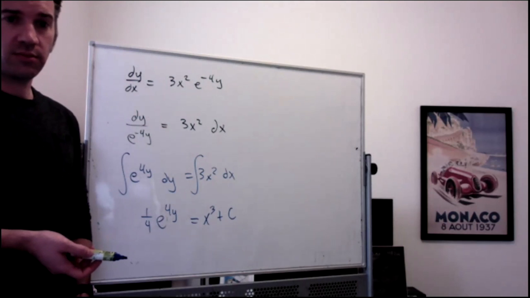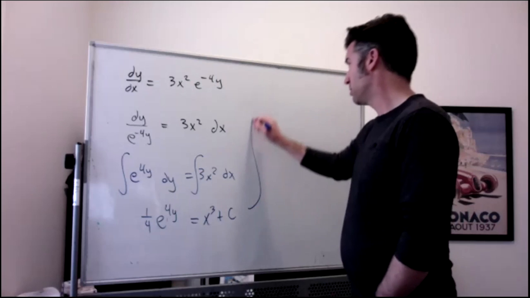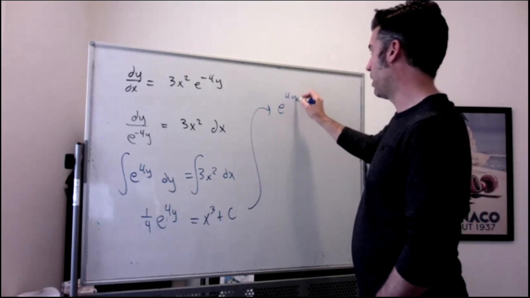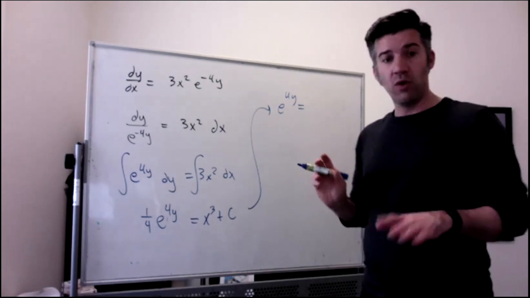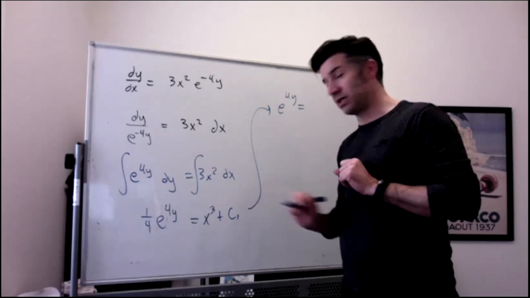So great, there's our integral. Now we're going to solve for y. So I'm going to multiply both sides by 4. I'm going to get e to the 4y equal to, normally I would write c, but I'm going to do it slightly differently to show you c. So I'm going to call this c1.